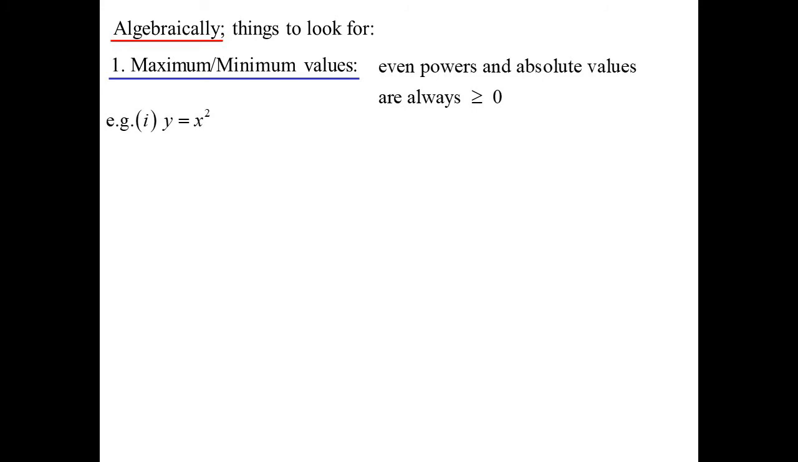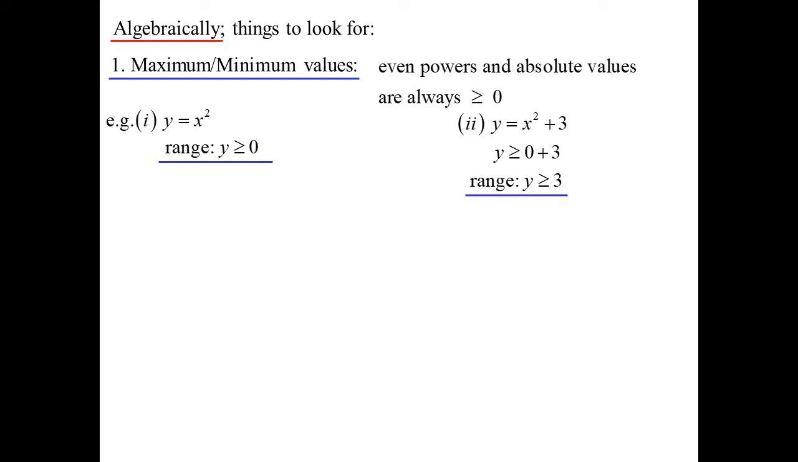Again, pretend we don't know what it looks like. So, well, the range would be y is greater than or equal to 0, because I know x squared will only produce things that are greater than or equal to 0. If it was x squared plus 3, well, I know the x squared will produce things that are greater than or equal to 0. So in this one, y is going to be greater than or equal to 0 plus 3. So we get y is greater than or equal to 3.